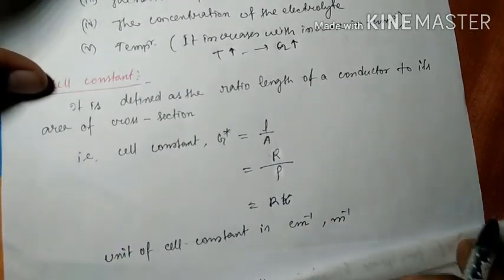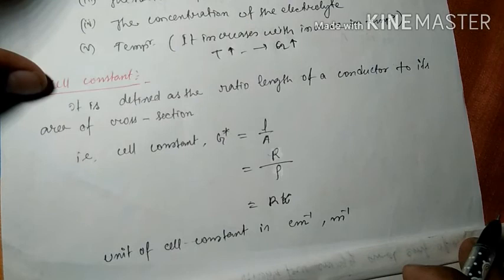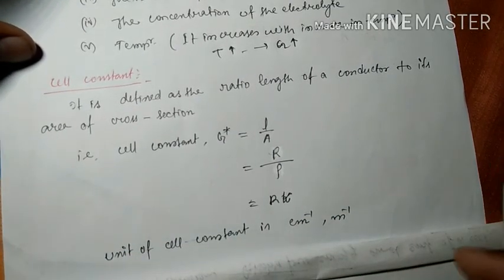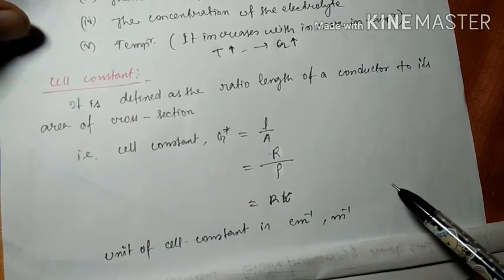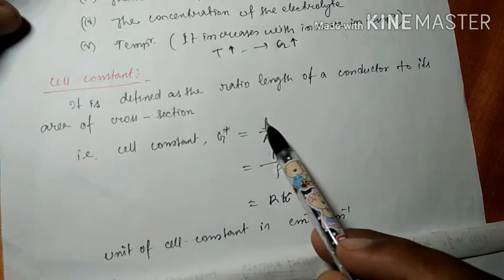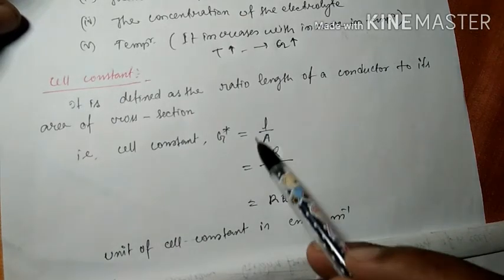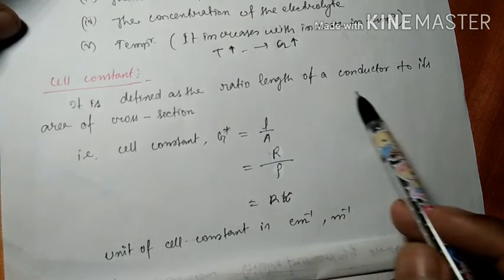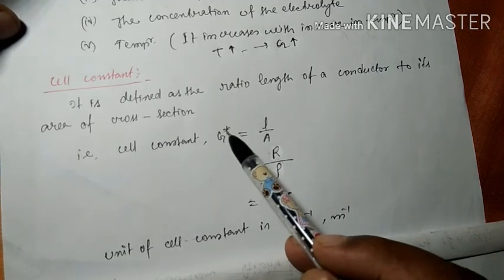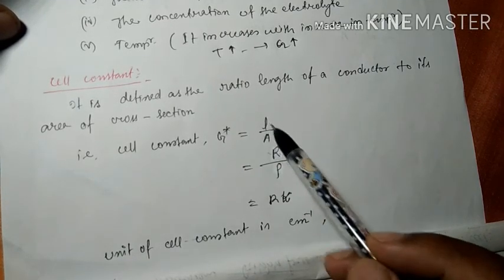Okay. Next topic is this one, cell constant. Now, what is cell constant? Cell constant is simply the ratio of the length of the conductor divided by the cross-sectional area of the conductor, which is known as cell constant and designated as G star. G star equals L by A.